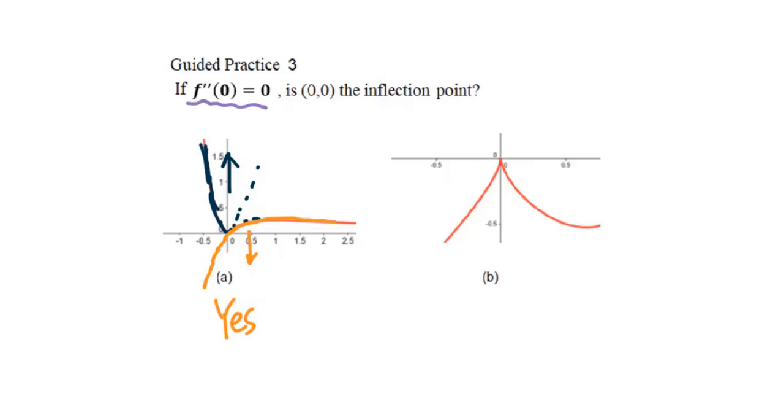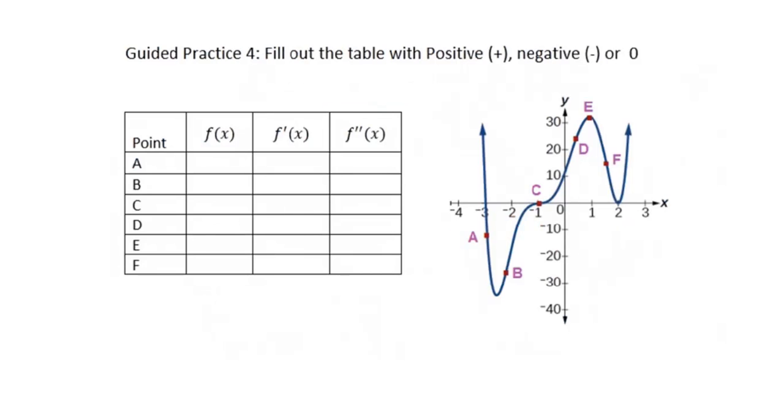Let's go to B. We know this curve basically is concave up. This curve, it's still concave up. Since there is no concavity change at the origin, it's not the inflection point. Let's go to guided practice 4.